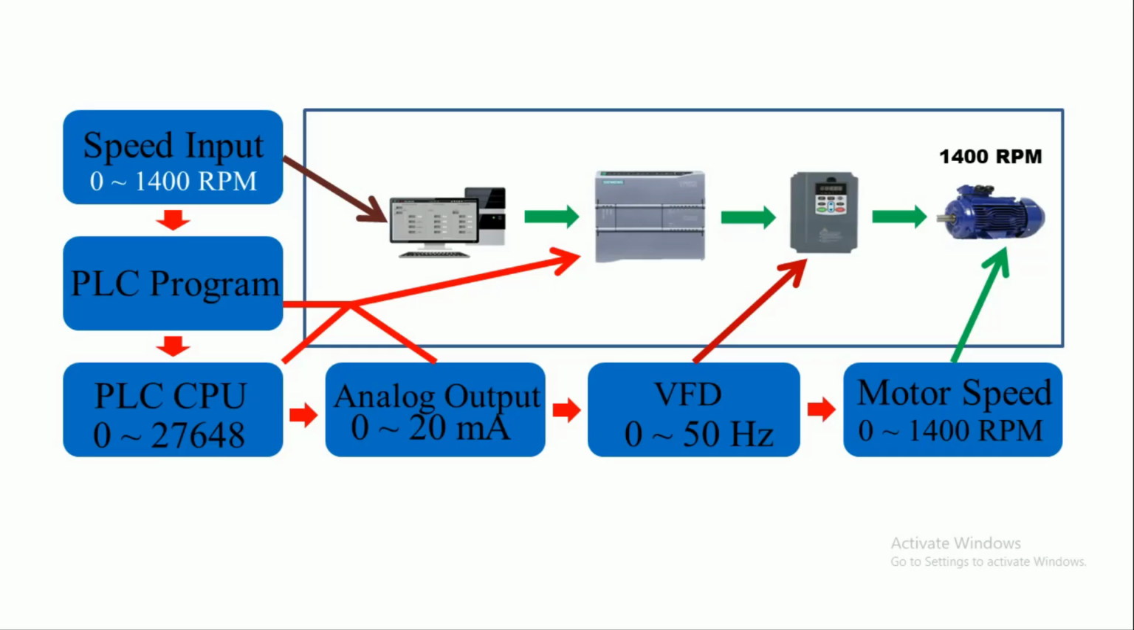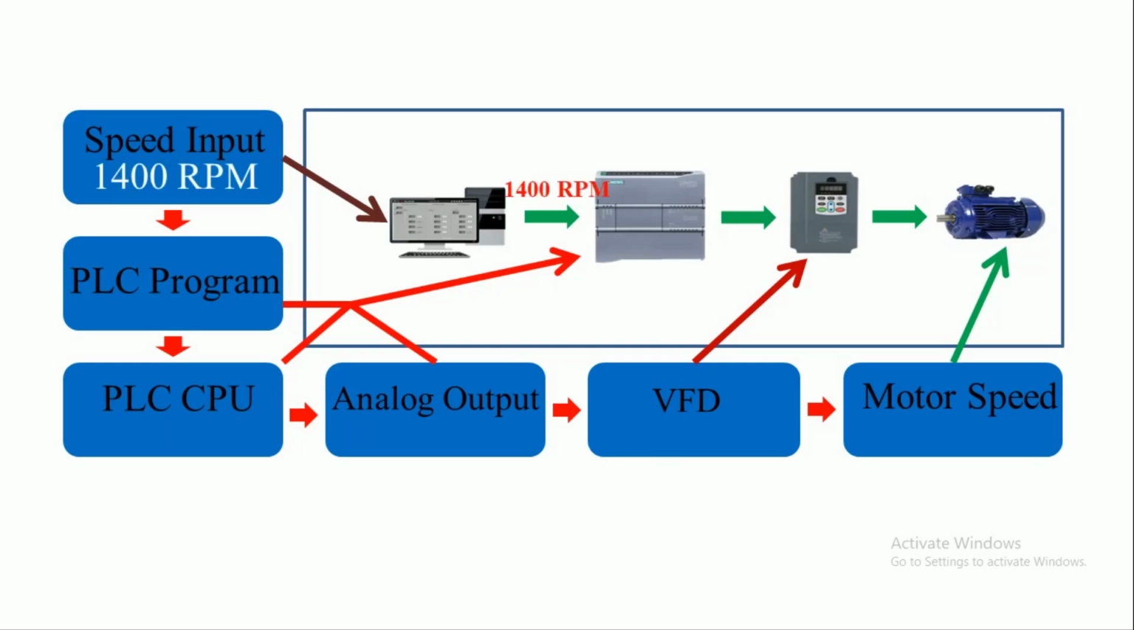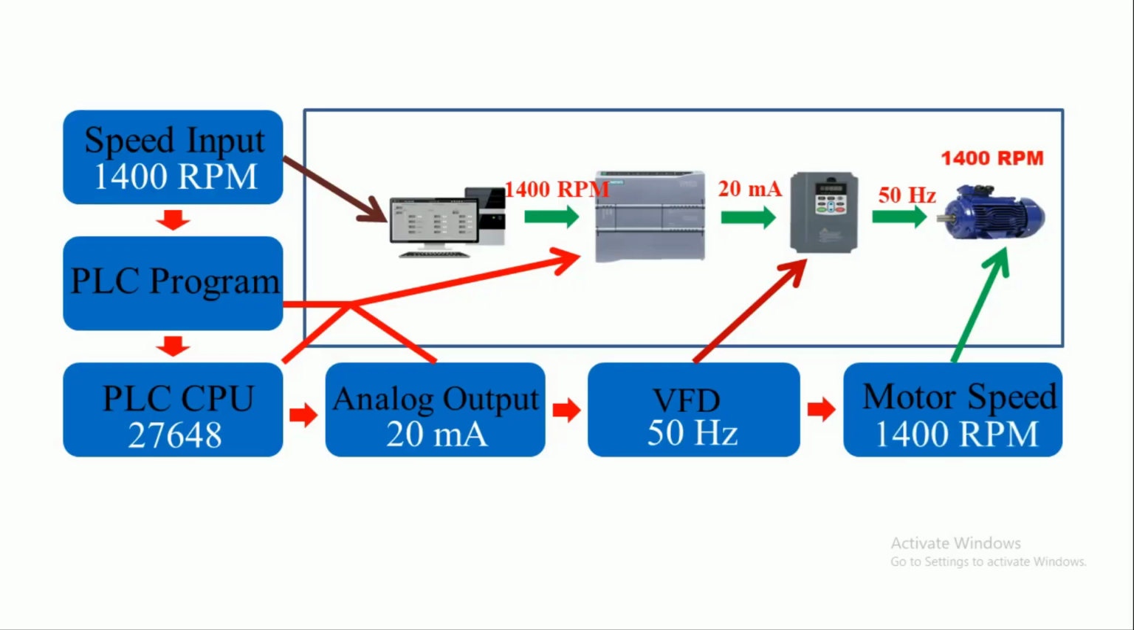So for speed input value at 0 RPM, the PLC processor generates integer value 0, so the AC motor will run at 0 RPM. Similarly, for speed input 1400 RPM, the PLC processor generates the integer value 27,648. So the PLC analog output creates maximum value of analog signal 20 milliamps. The VFD provides motor power at 50 Hz, and the motor will run at maximum speed 1400 RPM.